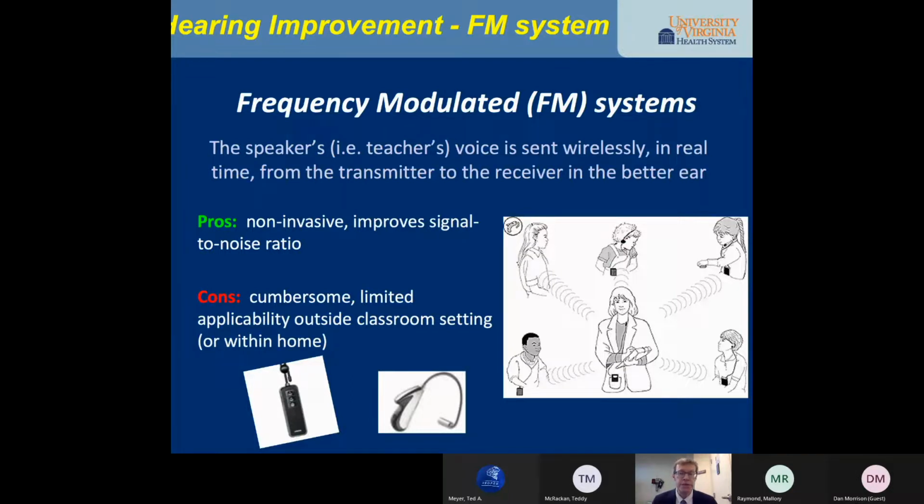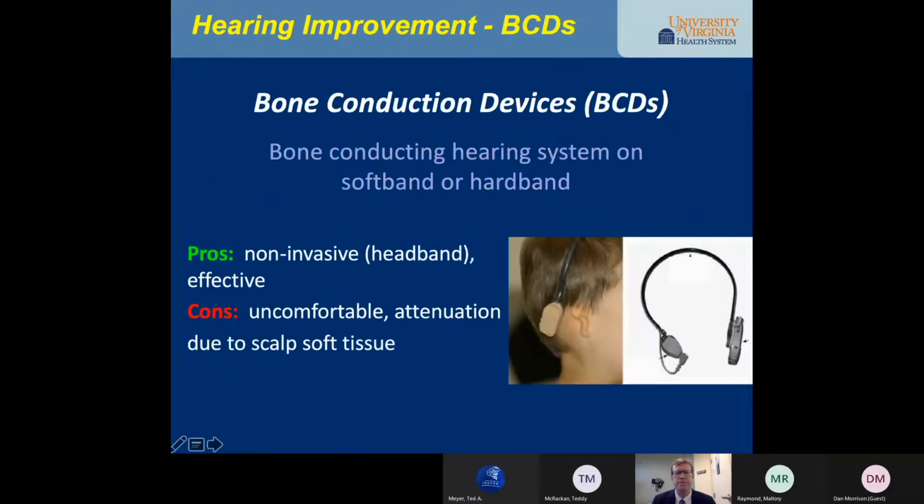It definitely improves the signal to noise ratio, but it comes with some limitations, including it's cumbersome. There's limited applicability outside the classroom setting. Children are not going to wear these FM systems on the playground. But it can be effective in the classroom, so the teacher wears the microphone or the receiver and then the signal goes to the child where it's worn either as an earbud or ear level or maybe a speaker on the desk.